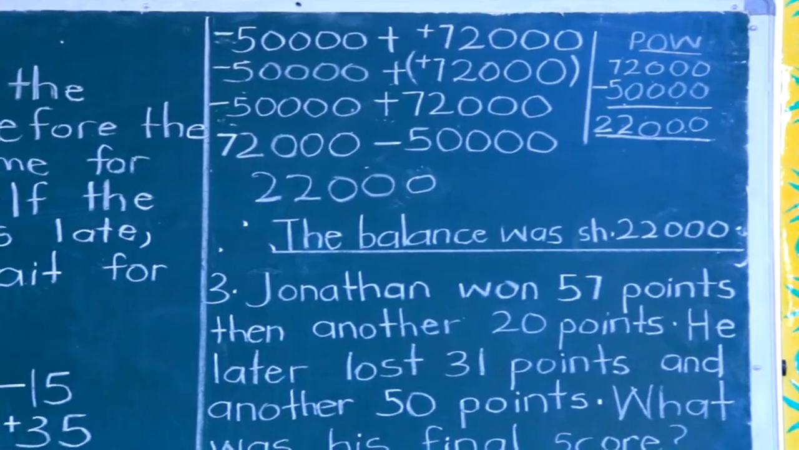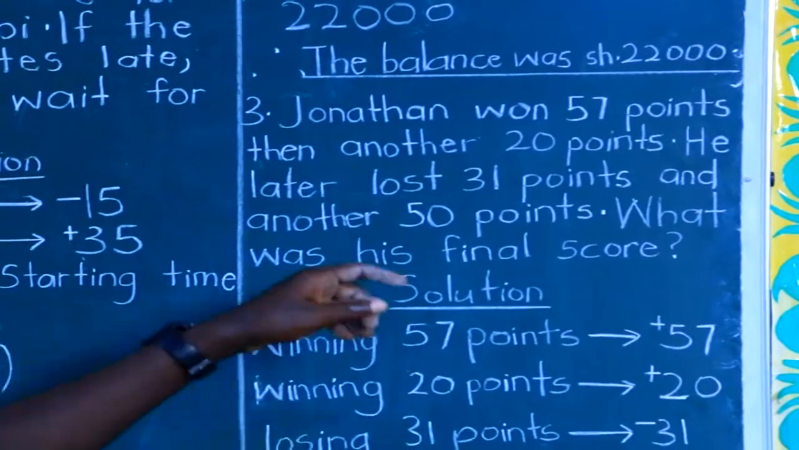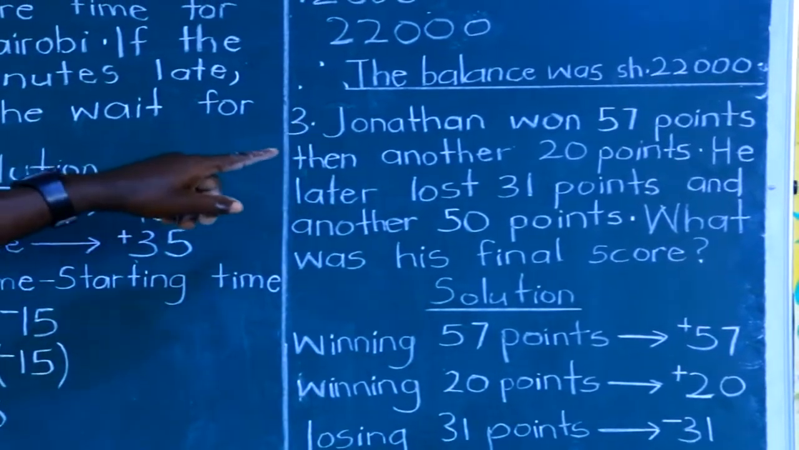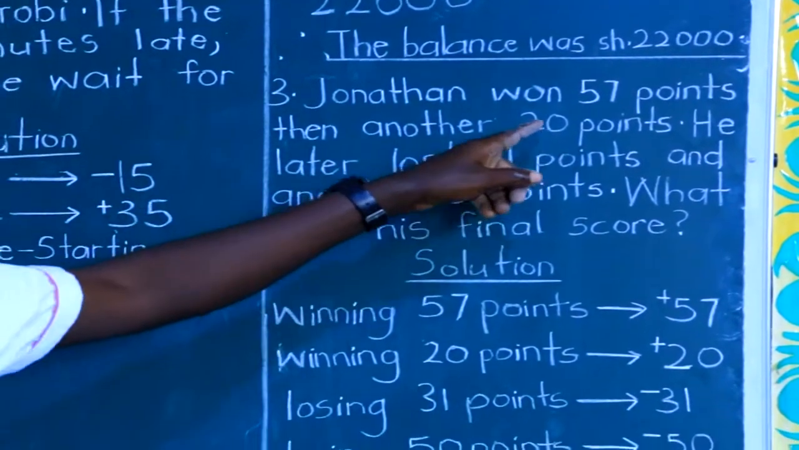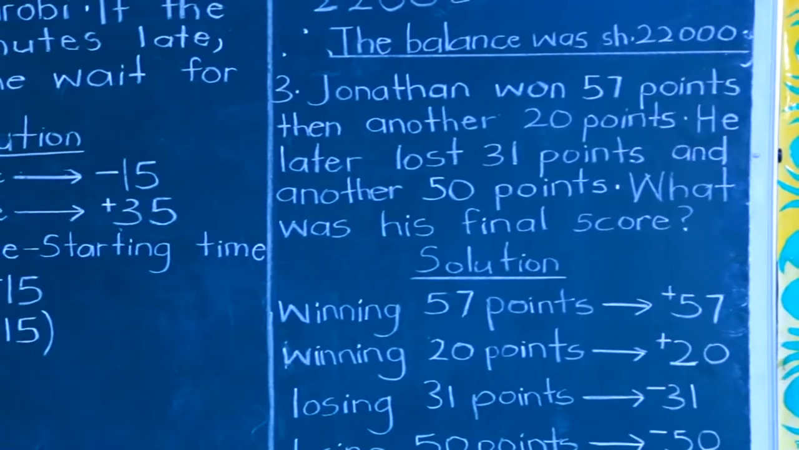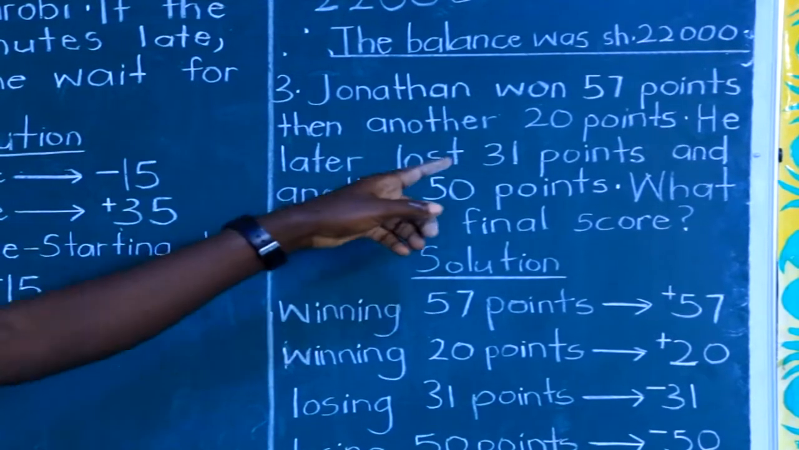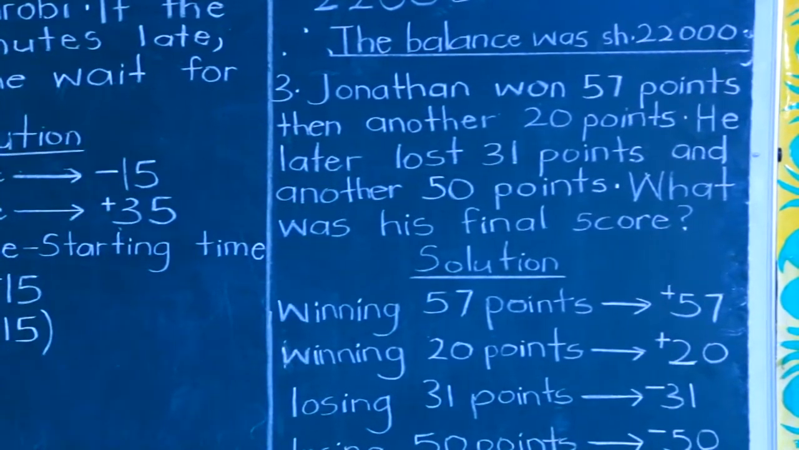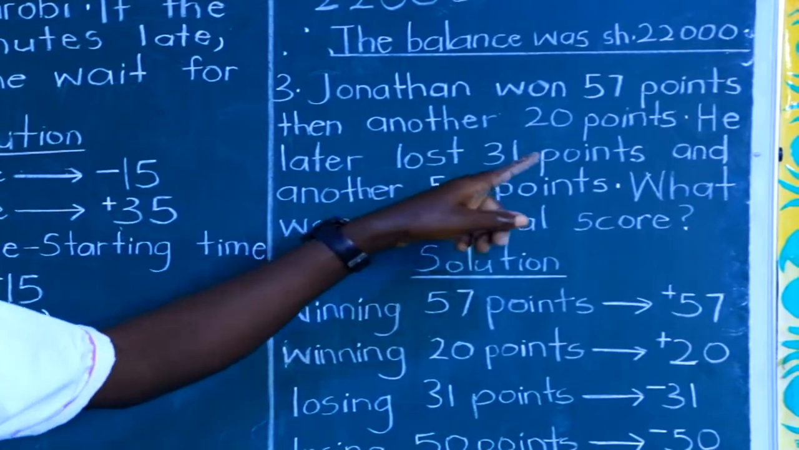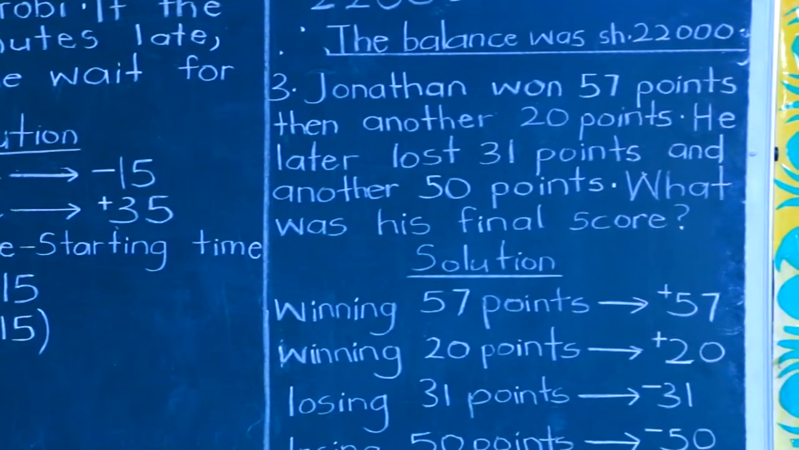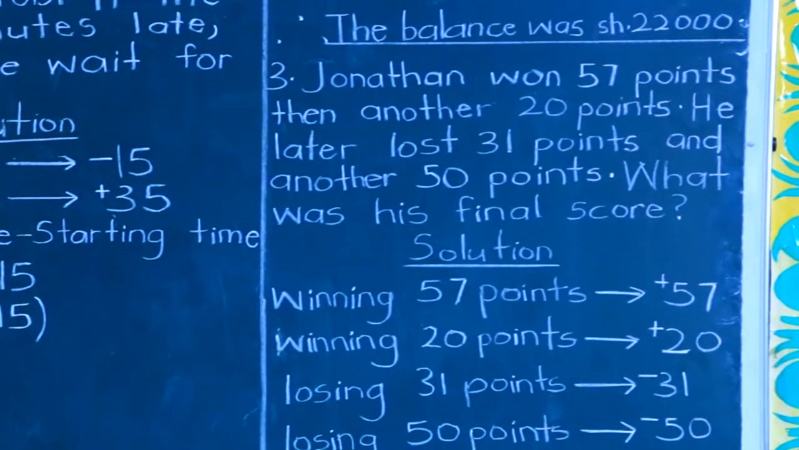Before we look at the last example that concludes this lesson today, which is the third example that reads, Jonathan won 57 points, then another 20 points. He later lost 31 points and another 50 points. The main question reads, what was his final score?